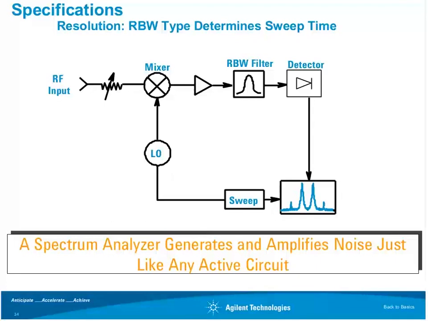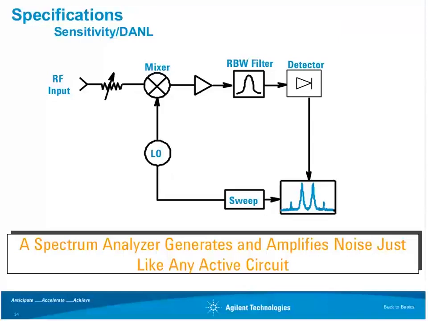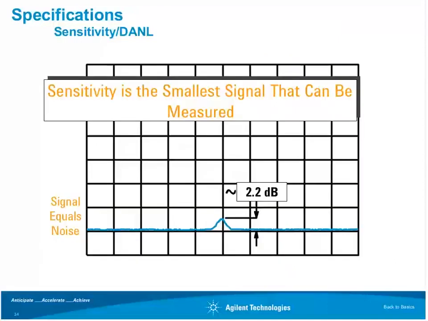Now, very often in spectrum analysis, we're trying to look at very low-level signals. And so sensitivity of the instrument, also called the displayed average noise level, becomes really important. So let's face it, we have a number of active circuits inside the instrument, and so there will be some amount of noise generated internally, and ultimately that's what limits our displayed average noise level.